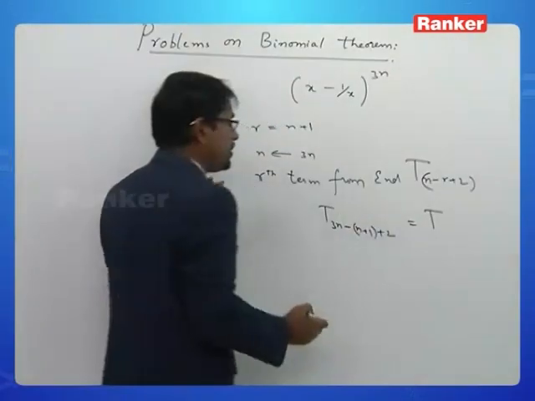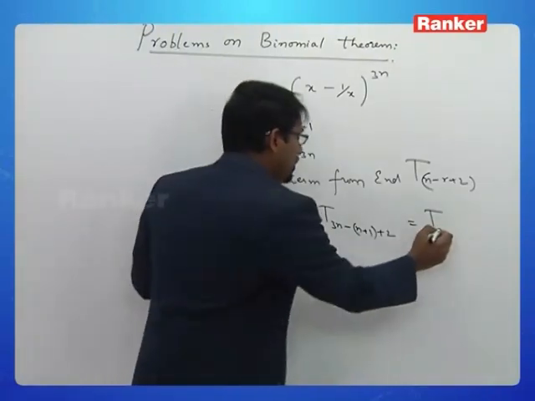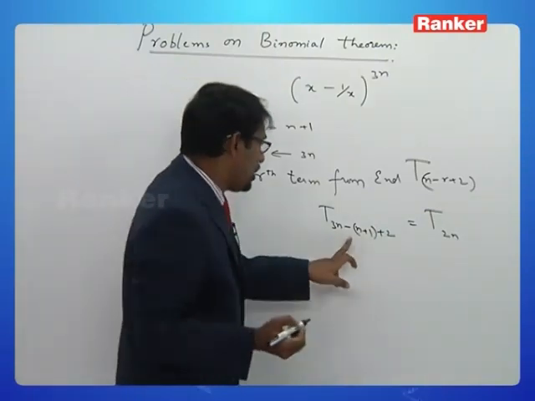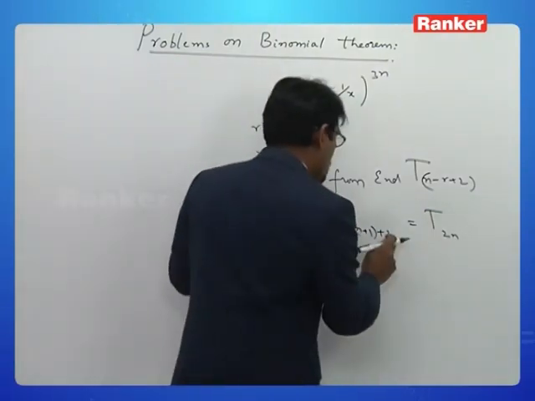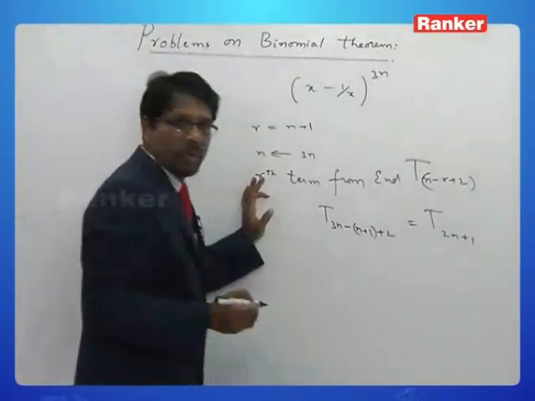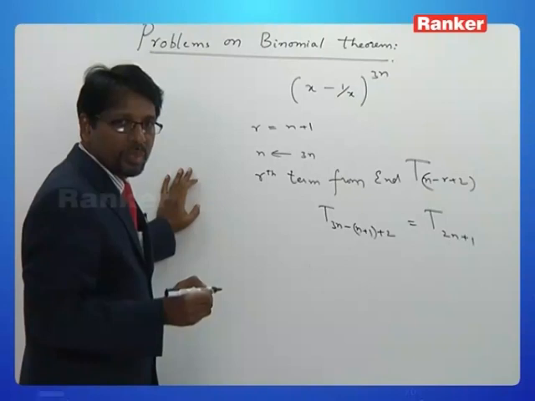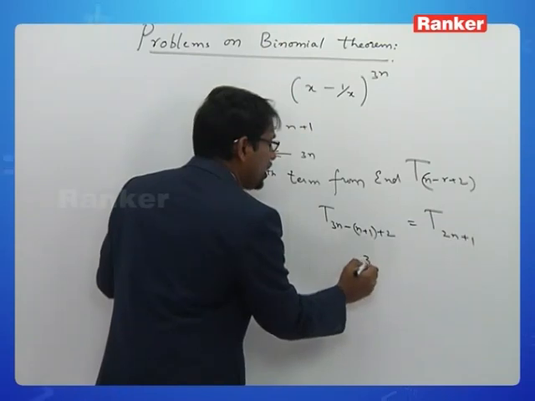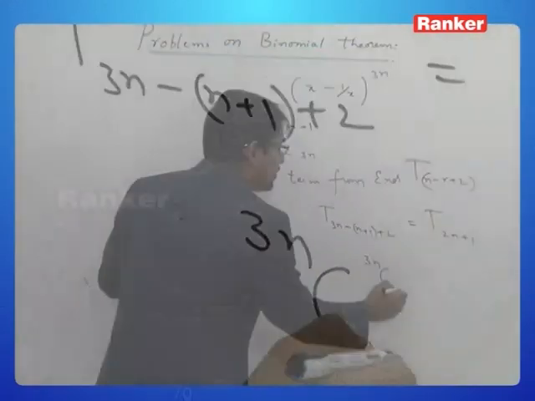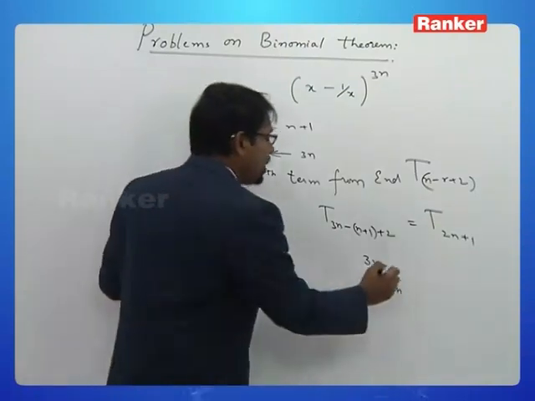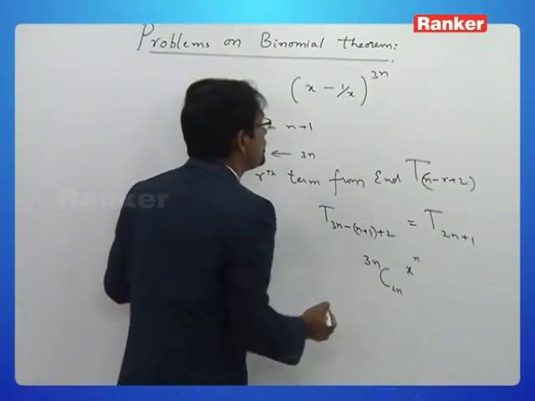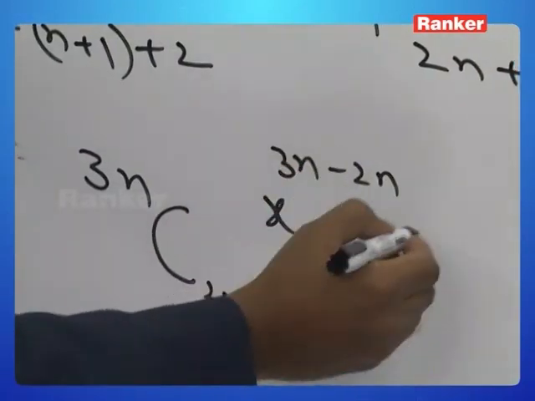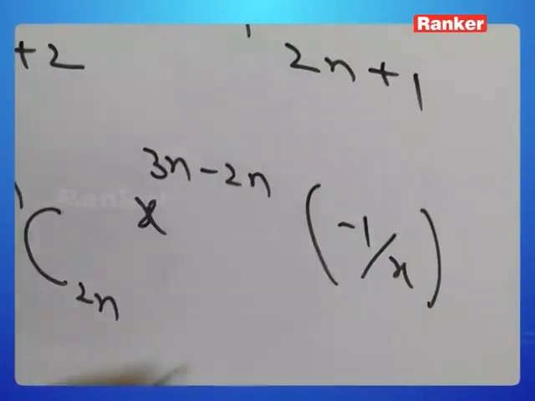So that makes it 3n minus n, that is 2n, and then here we have minus 1 minus 1... minus 2 minus 1 and so on, that makes it plus 1. It is the 2n plus 1th term in the expansion here. What is that going to be? 3n c 2n into x power 3n minus 2n, that is x power n, into minus 1 by x power 2n.